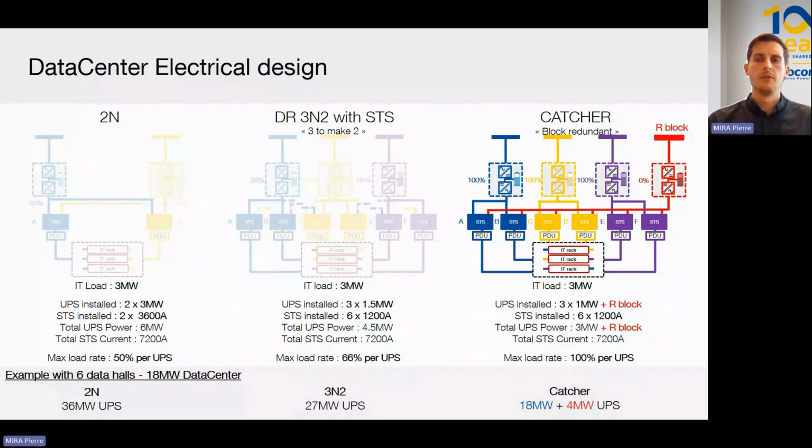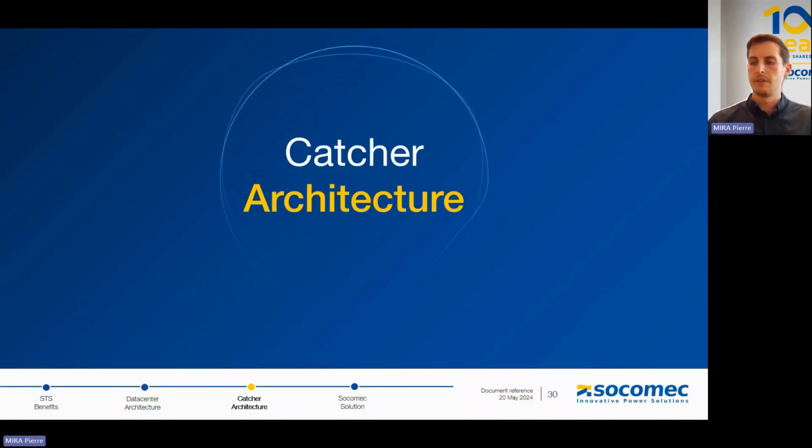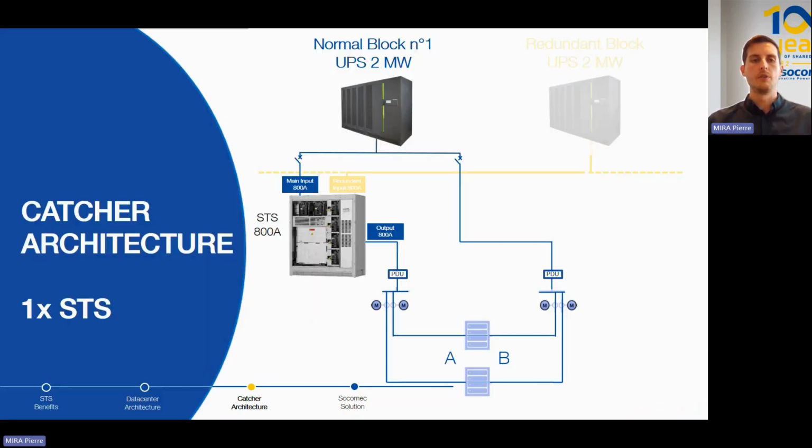I want to zoom in on the catcher architecture. So that's the next slides of this presentation. It's a zoom on the catcher architecture. Because in the previous slide, we saw that catcher architecture was with 2 STS connected to the servers. Here is an example of a catcher architecture with only 1 STS connected to one path of the servers.